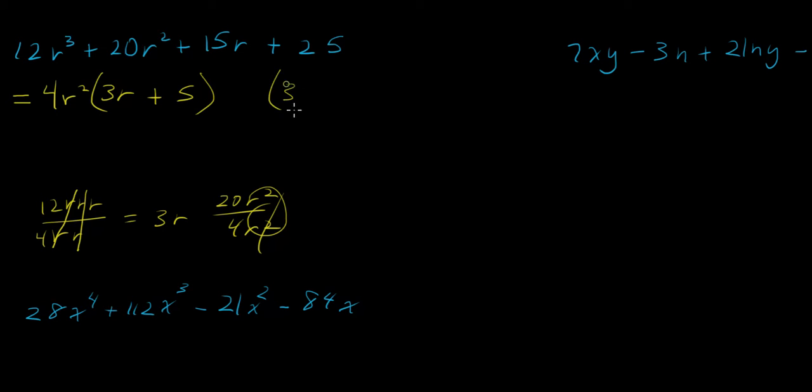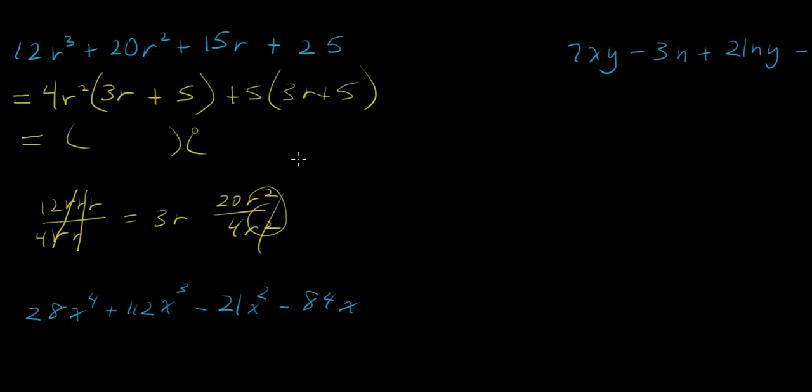Make a duplicate so we can figure out our last number. So I need something here times this to equal this, and this times this to equal this. Well, what's 15r divided by 3r? That's going to be 5. Final test. Does this number times this number equal this number? And it does. So we know this worked.